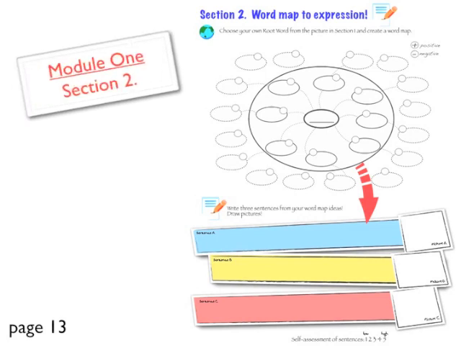So here is Module 1, Section 2. It's titled Word Map to Expression. The instructions say choose your own root word from the picture in Section 1 and create a word map. Now this particular student chose the original word that I had used, travel, which is fine. And I find most students feel very comfortable with using the word that I had provided. However, they are free to use other words.